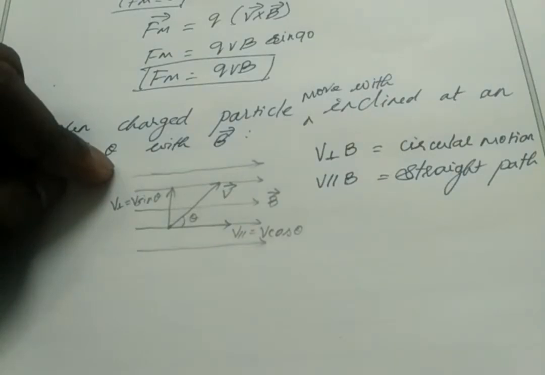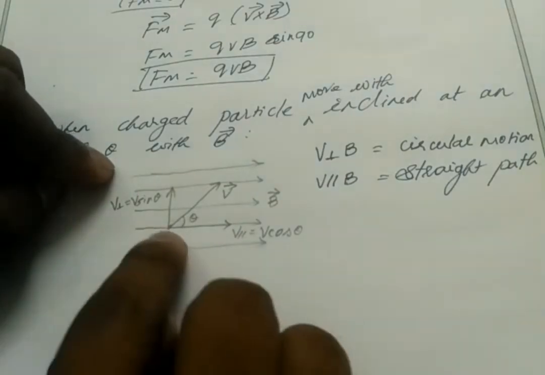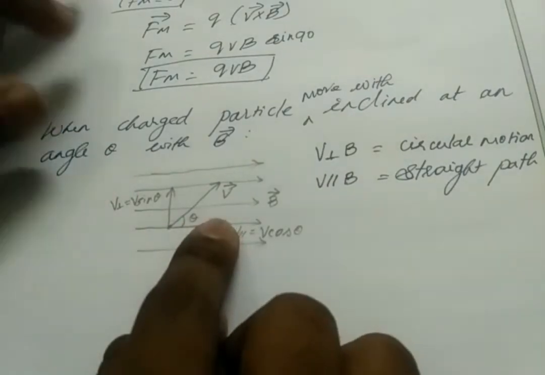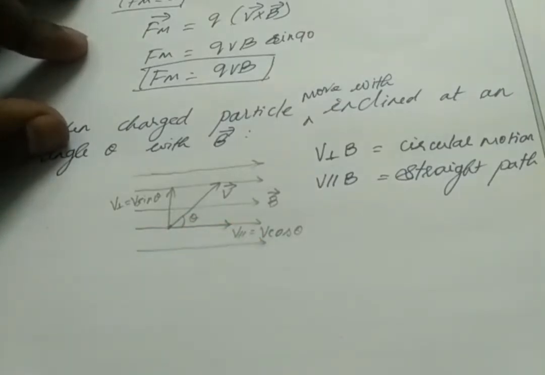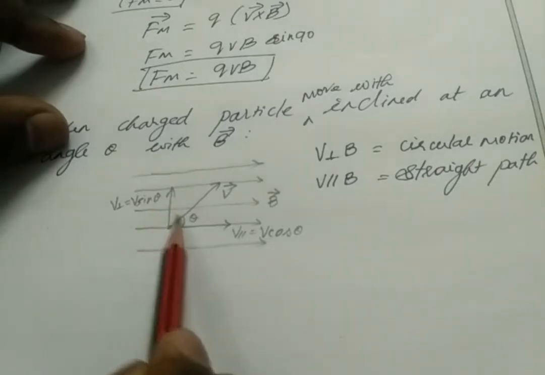Just imagine. Okay, so if it is moving in this direction, it doesn't get affected, it moves in a straight line. By combining these two motions, we get helical motion. Okay, the resultant motion will be the addition of these two motions. Because we have two components, our charged particle should have value in both axes. It should have value in the y-axis as well as in the x-axis.